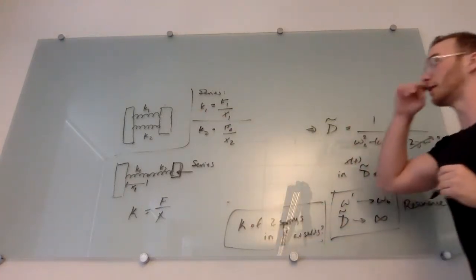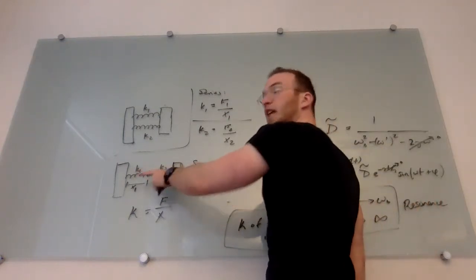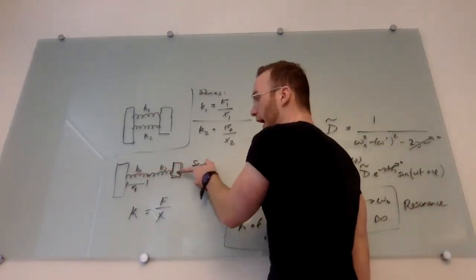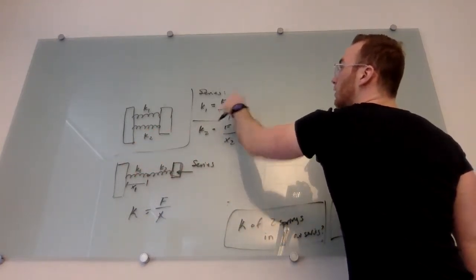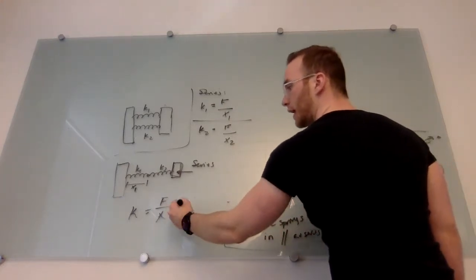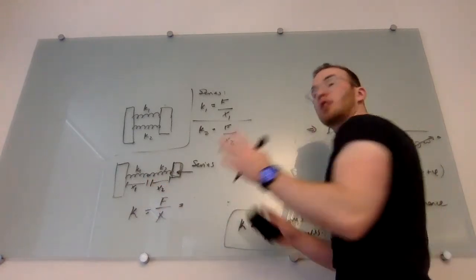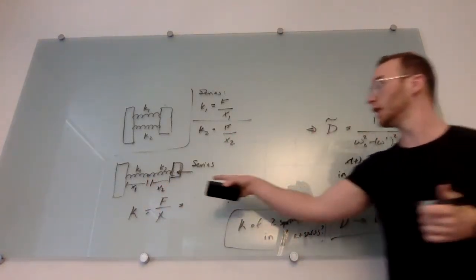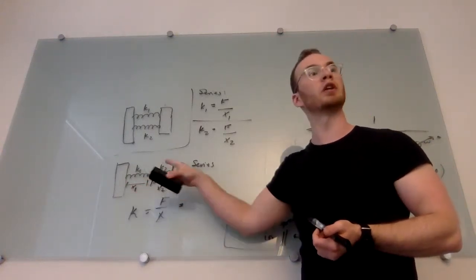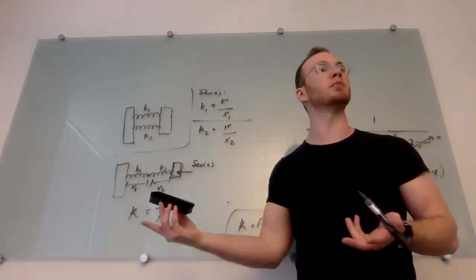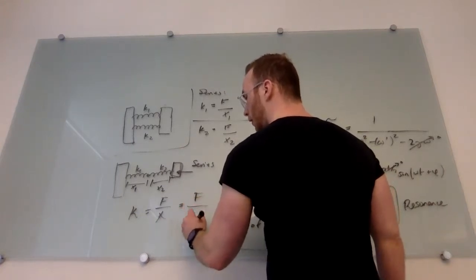Now, the key point here is that F1 and F2 are acted on by the same force. The force acts on both of the springs, so F1 and F2 are the same. The other thing is that the total x must be equal to x1 plus x2. If I compress the whole thing by distance x, spring 1 compressed x1 and spring 2 compressed x2. So x1 plus x2 must be x, and x really should be the change in position.